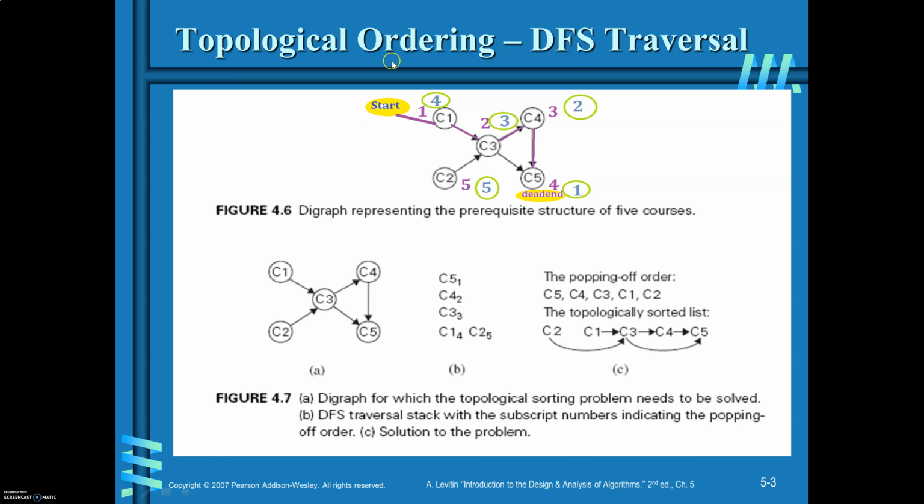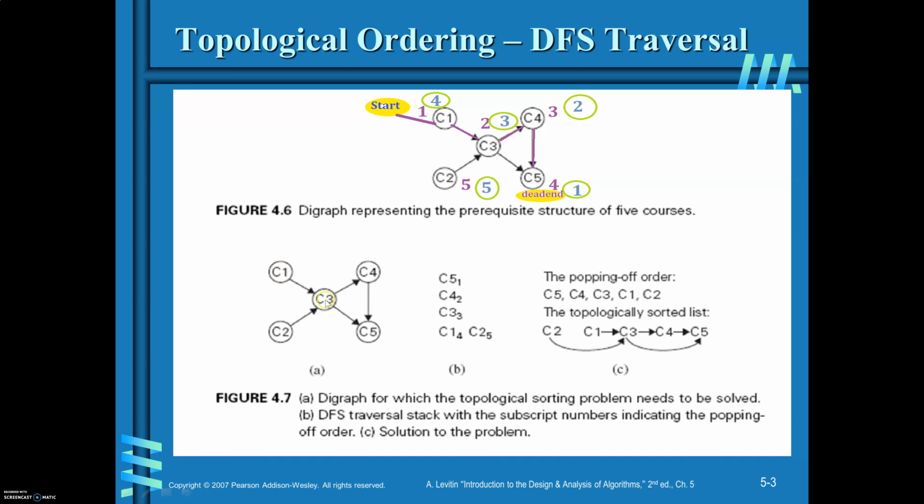Let me illustrate this topological ordering by applying DFS traversal. Here, the traversal starts from C1, then C3, C4, C5. This is the order in which nodes are pushed into the stack. Now with this you have reached the dead end. Pop out this from the stack. This is the first one popped out from the stack. Then this, then this, then this.